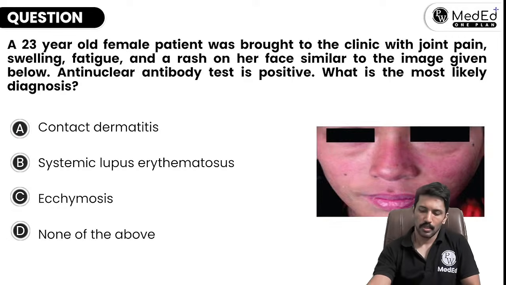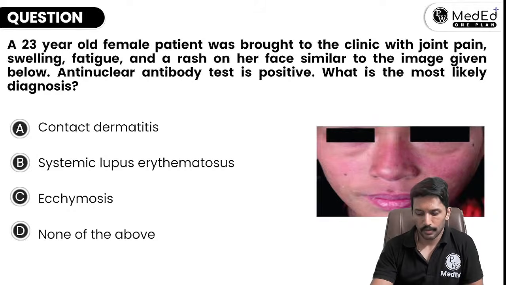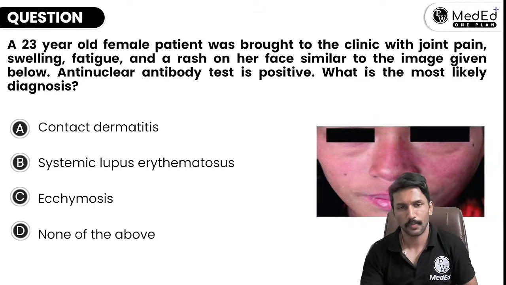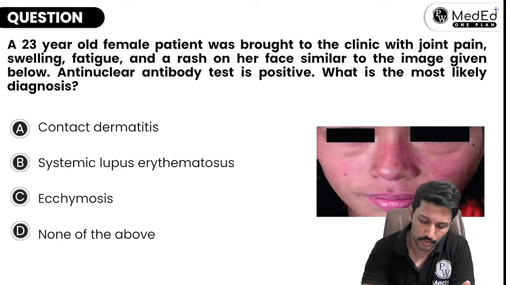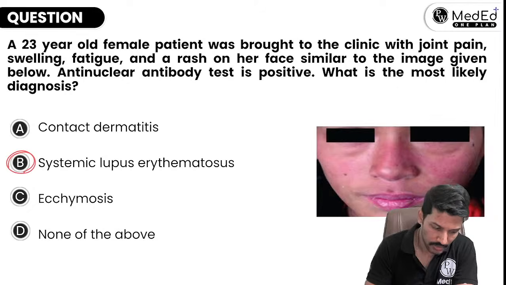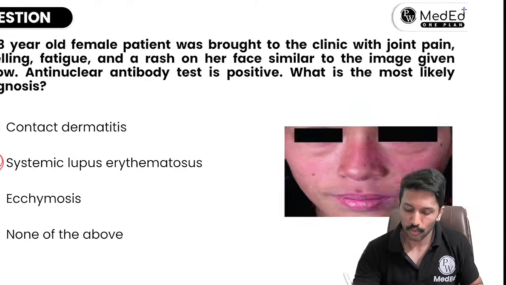So when you look closely, you will see redness here and redness here. There's not much of redness involving the nasolabial fold. So what's the diagnosis? It's a pretty simple malar rash, and we know the diagnosis is systemic lupus erythematosus, SLE. Now what additional points do I need to know about SLE?